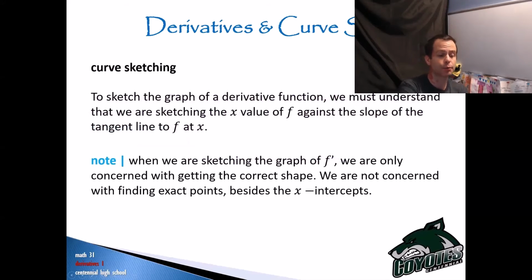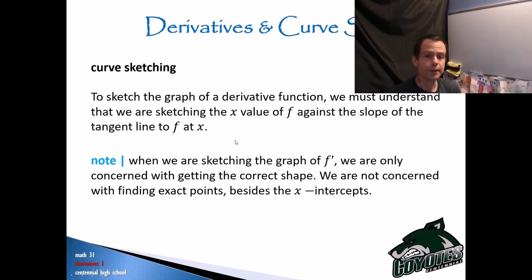All right, so now we're gonna work on a little bit of curve sketching. To sketch the graph of a derivative function, we must understand that we are sketching the x value of f against the slope of the tangent line to f at x. That just goes back to that comment I was making when I first showed you that x squared graph, 2x squared, whatever it was. When I was showing you the blue graph, that was the original, and then that line we got was the derivative function. I was saying how every point on that line was telling you the slope of the tangent of the original graph at that particular point.